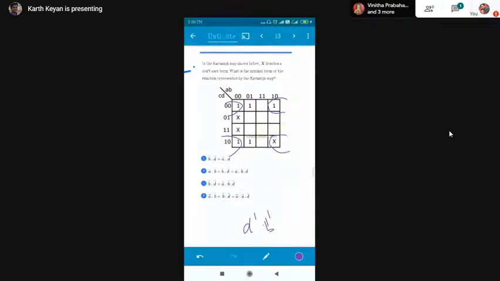One more 4 cell is there. We have only 2 4 cells. This is the second 4 cell. So what is the equation for the second 4 cell, sir? The left side you have the D bar.